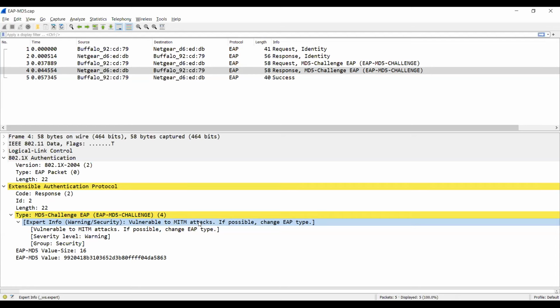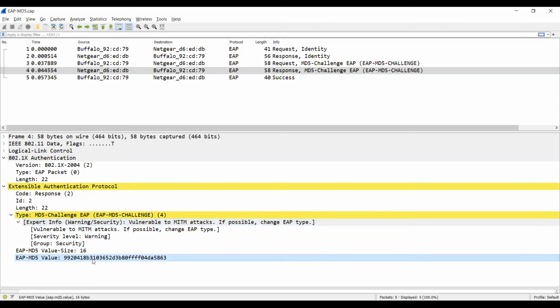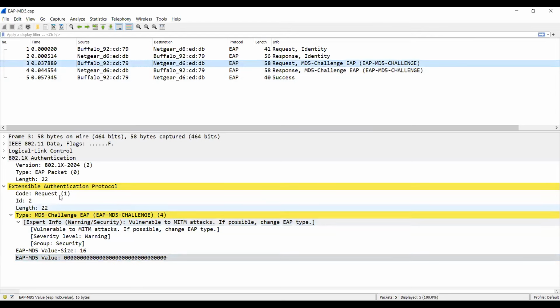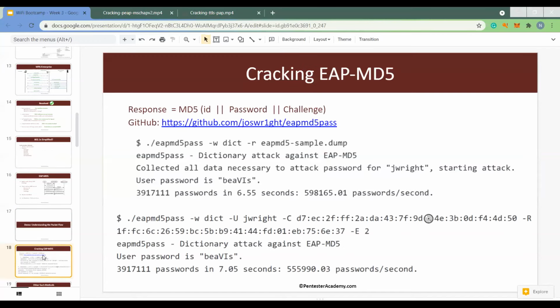The second problem is, because the MD5 challenge is visible to me, anyone who is using a monitor mode card in the vicinity is able to capture this traffic, and he is able to see this MD5 value. And now he's also able to see the challenge value and the response ID, right? So the only thing that he doesn't know is the password. And that is where he can actually run some kind of dictionary attack to find the password. So this is the problem, right?